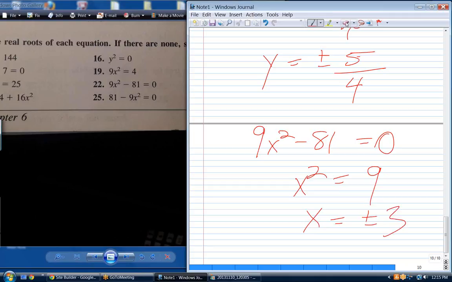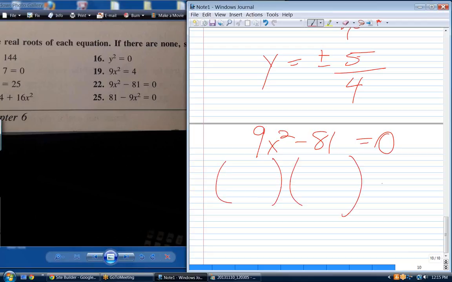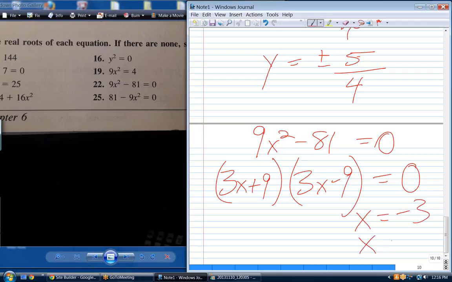Yeah, now let's just look at that from a slightly different perspective. Notice that this is the difference of perfect squares. How does that factor? That'd be 3x plus 9 and 3x minus 9. Now when we solve each of those, we get x equals minus 3 and x equals plus 3. Same answer. Okay.